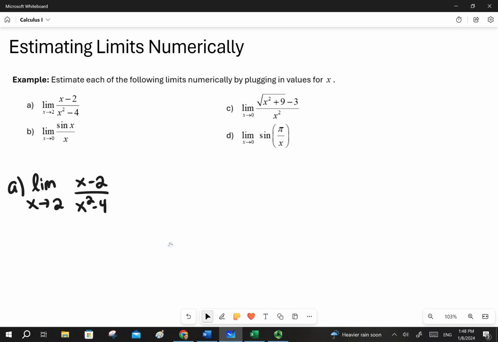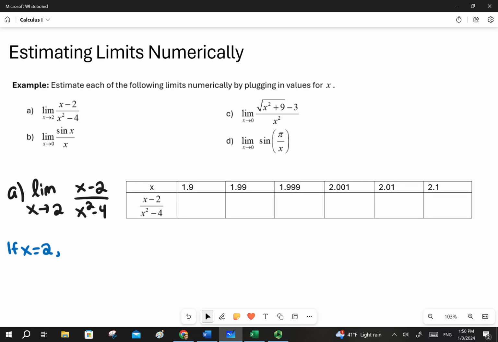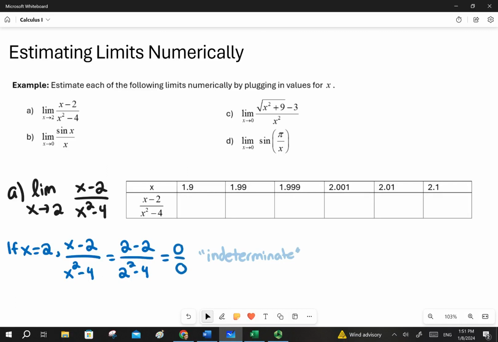For this limit, x needs to approach 2, so I'll create a table of x values that I'm going to plug in, and then use a calculator to evaluate the function (x minus 2) over (x squared minus 4) at each x value. Notice that I'm not trying to plug in 2 directly. If I did, I'd get (2 minus 2) over (2 squared minus 4), so 0 over 0. And that's indeterminate. I can't tell you what the limit is just by looking at that expression because 0 divided by 0 could be anything.